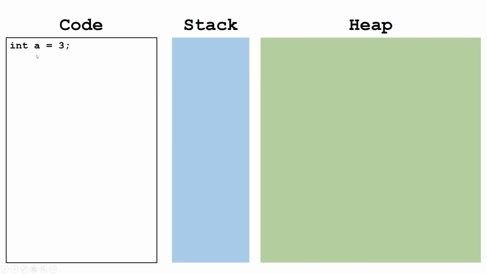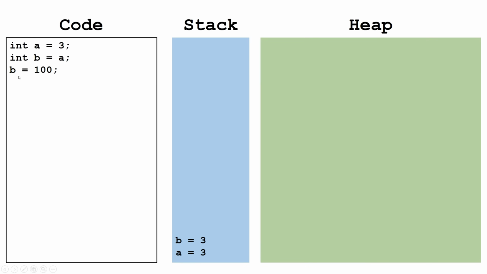Our first line of code, we declare a variable a of type int and set it equal to 3. Since a is a primitive type, all data is stored on the stack. Next, we declare a variable b of type int and set it equal to a. Since they are primitive types, we simply copy the data from a to b, and b gets its own unique entry on the stack.